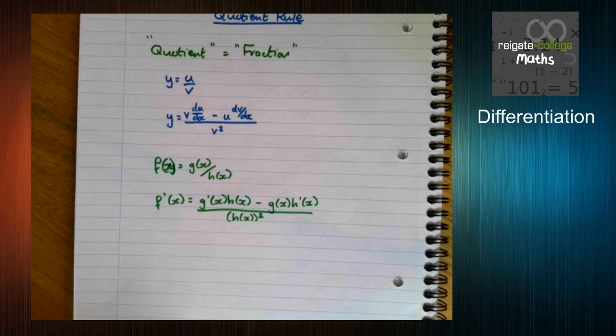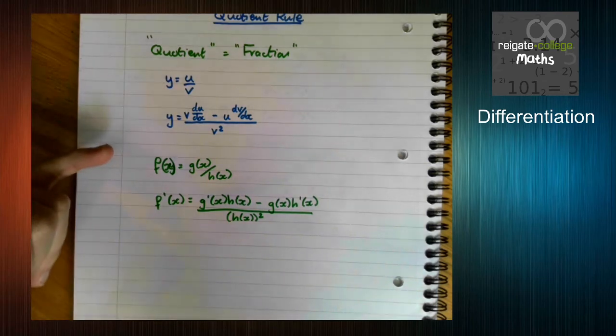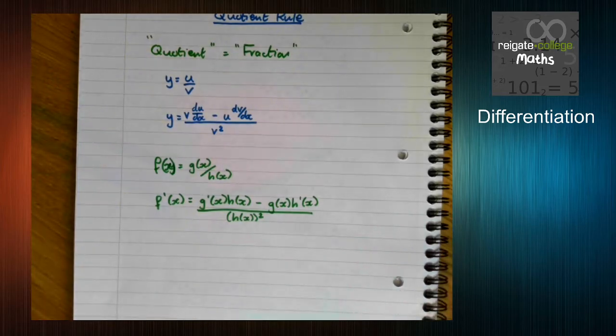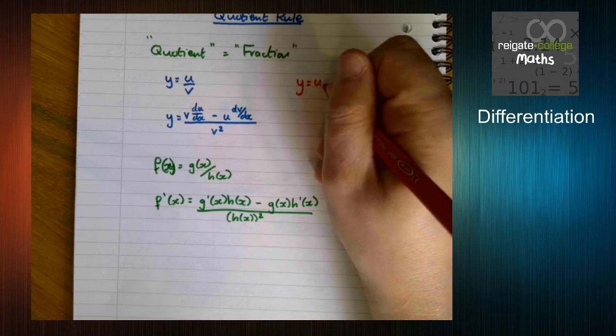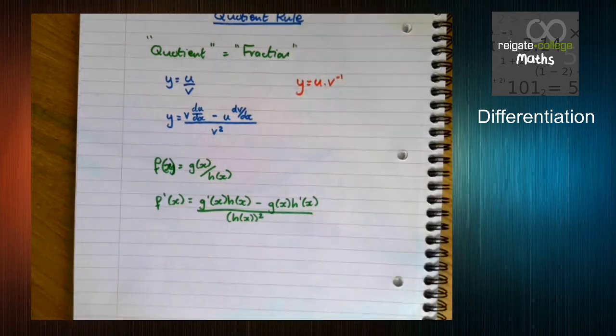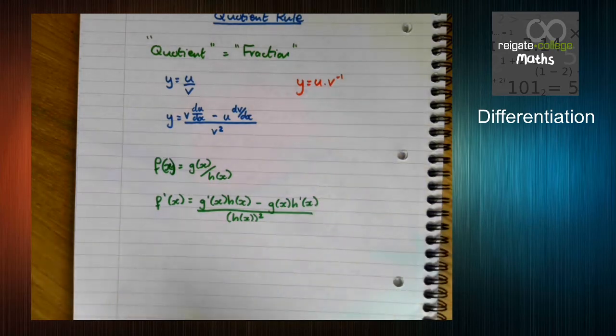So again, I'm not going to go through where this formula comes from. I'll let you figure that one out for yourself. If you would like a starting point, think about writing our u and v like that, and then use the product rule. What I'm going to do now is just go through a few examples to show you how to use the quotient rule.